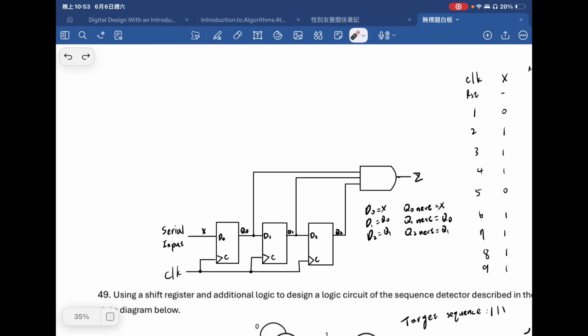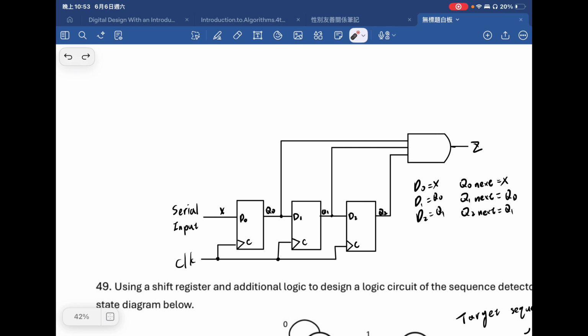And next, I will explain the shift register circuit. Because the problem asks us to use a shift register, I used 3 D flip-flops to build a 3-bit shift register. Let's call the serial input X. The 3 flip-flop outputs are labeled as Q0, Q1, and Q2. And the connection is D0 equals X, D1 equals Q0, D2 equals Q1.